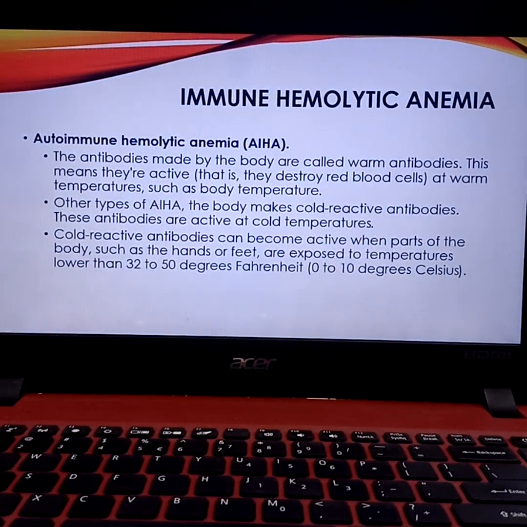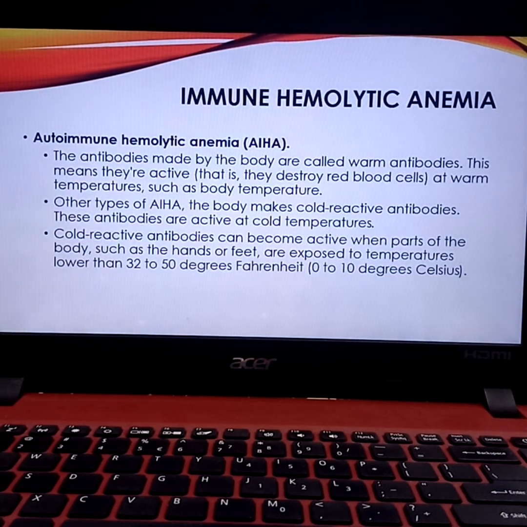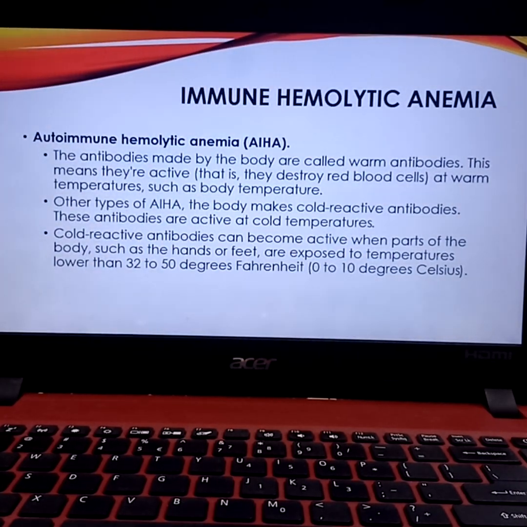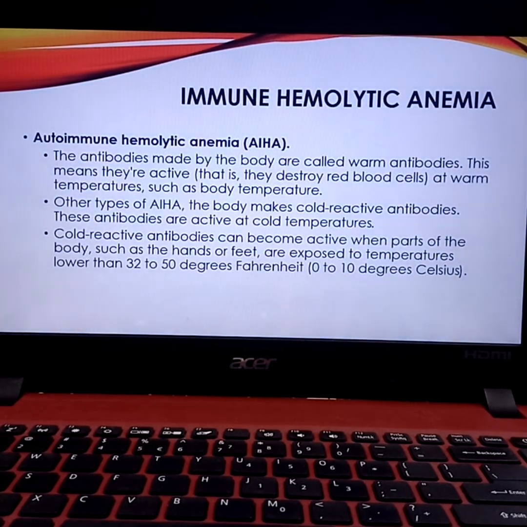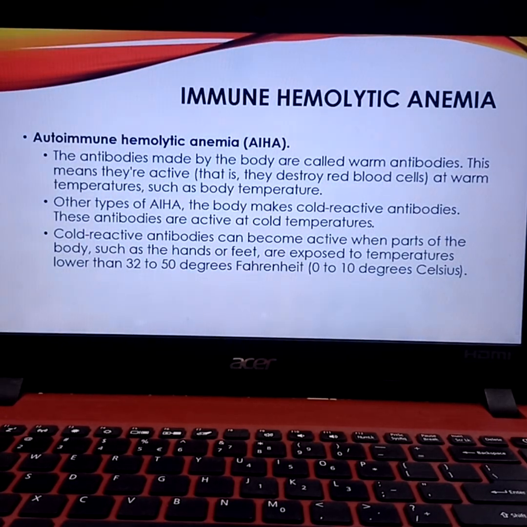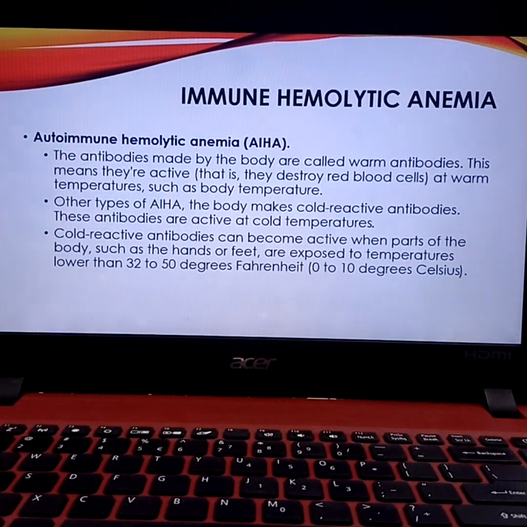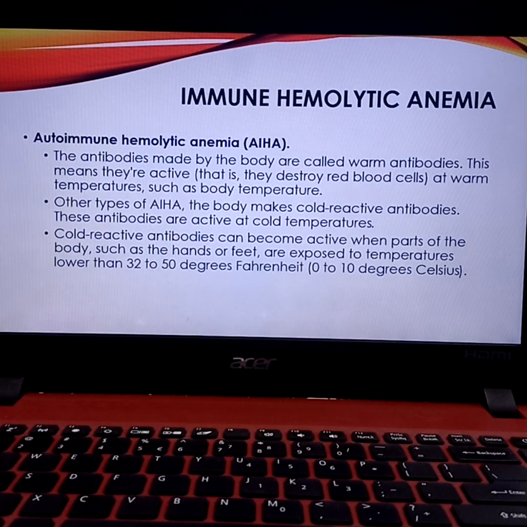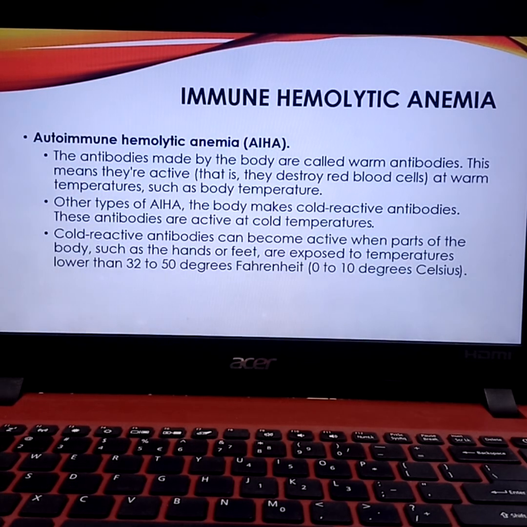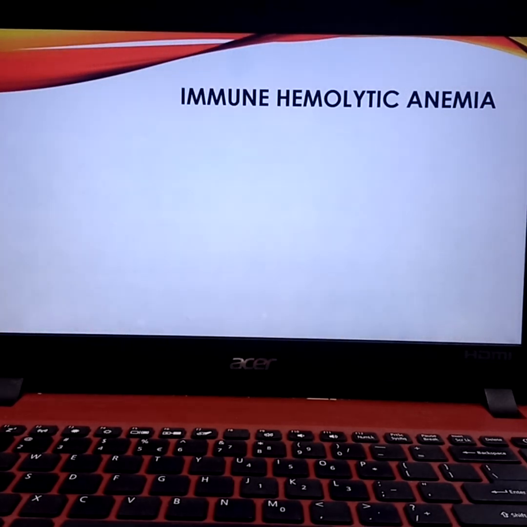Among the two, warm and cold antibodies, during autoimmune hemolytic anemia the most common are warm antibodies, because humans are considered to be warm-blooded. Unless you are living in countries that are snowing all throughout the year, or very cold, like Alaska, Finland, and some countries in the North and South Pole, if anyone lives there, that could be you being predisposed to cold reactive antibodies. Warm antibody AIHA is more common than cold antibody, as I mentioned earlier.